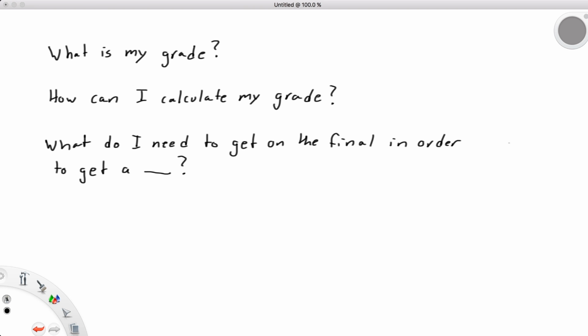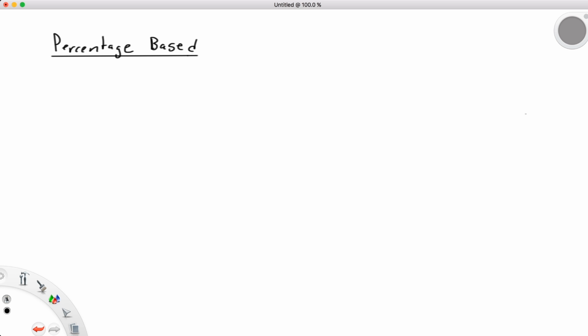I get variations like, what do I need to get on the final in order to reach this grade? Or if I want to boost my average by this much, what do I need to get on the next exam? So on and so forth. And I'll even throw in some tips about how you can use Excel to make these computations and calculations a lot more efficient.